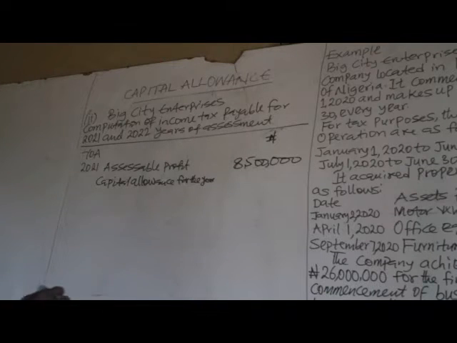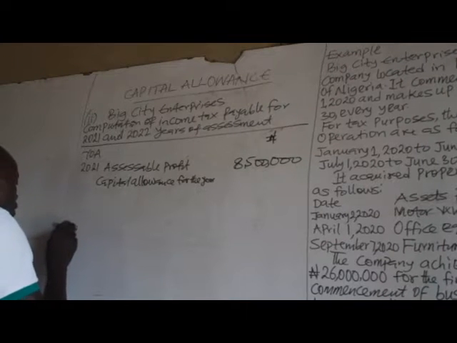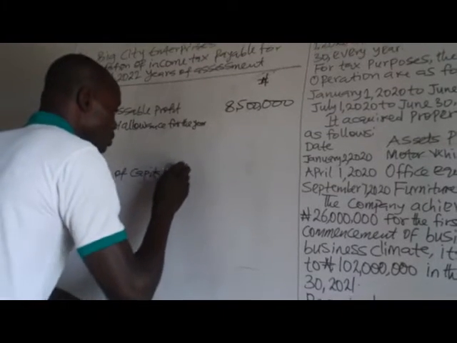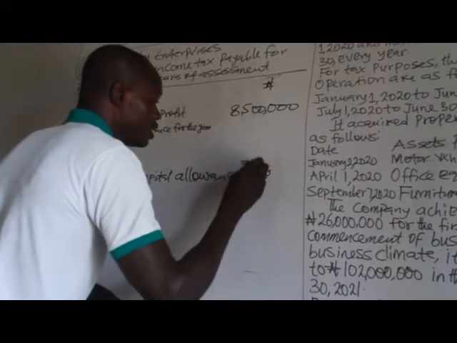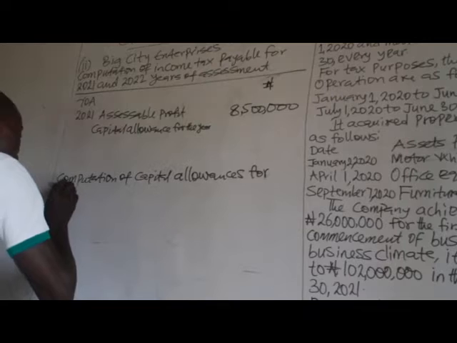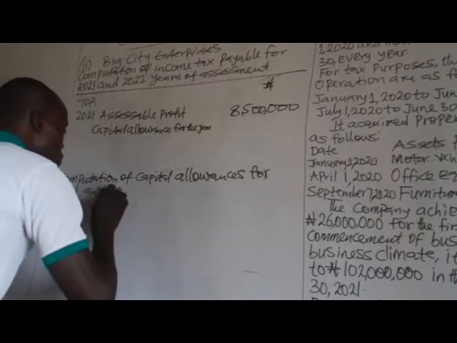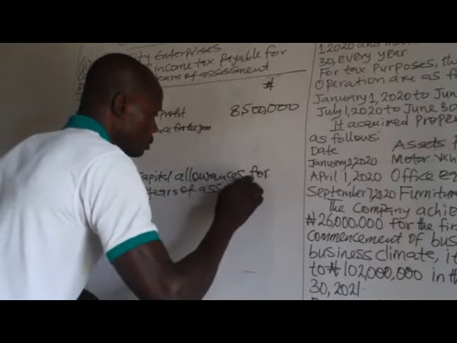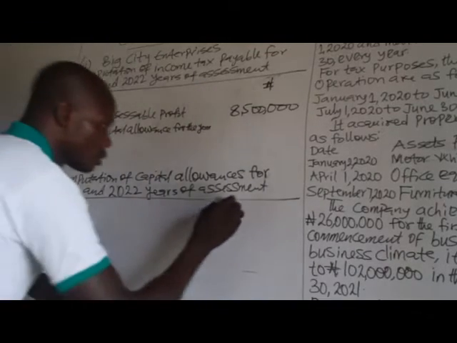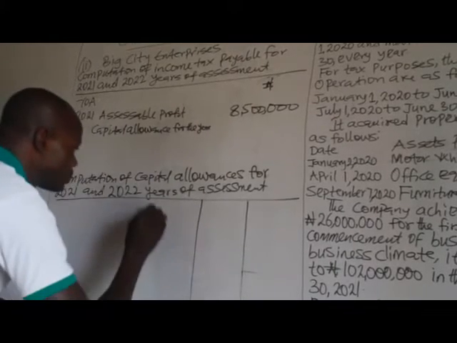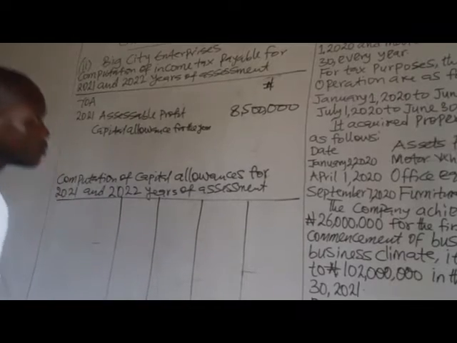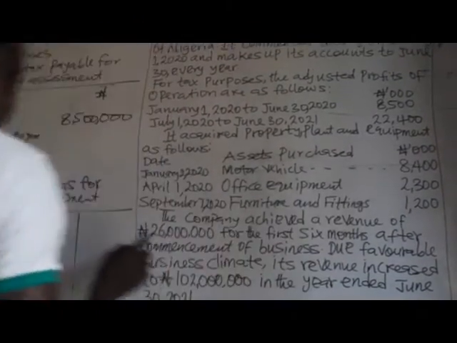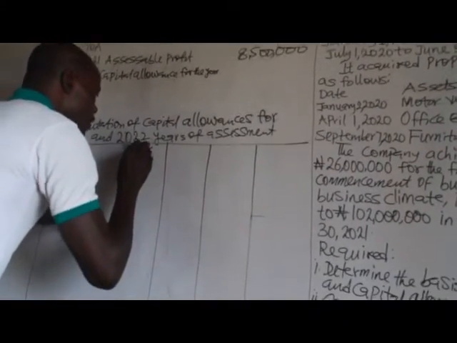Let's have the computation of capital allowances for Big City, for 2021 and 2022 years of assessment. Now, the qualifying capital expenditure includes motor vehicle, 8.4 million.